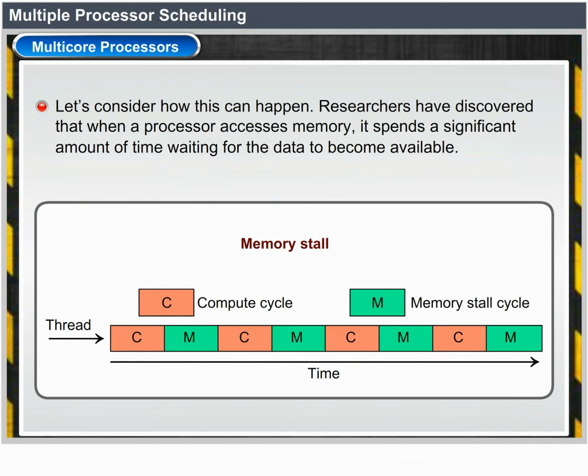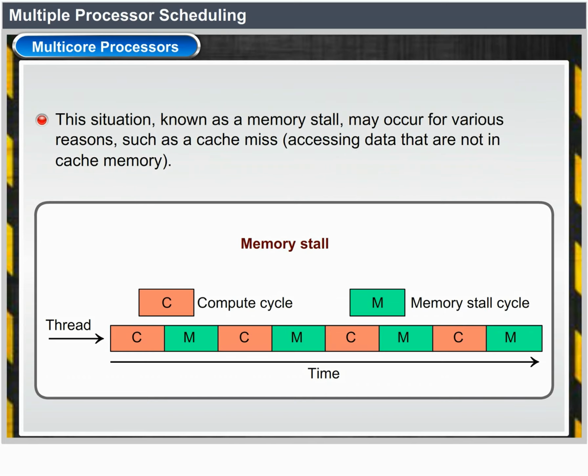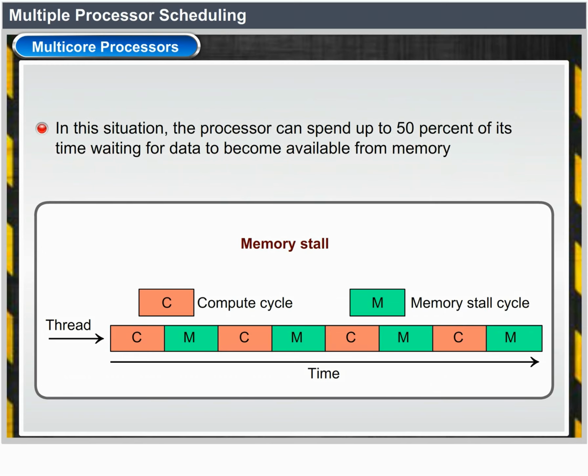Let's consider how this can happen. Researchers have discovered that when a processor accesses memory, it spends a significant amount of time waiting for the data to become available. This situation, known as a memory stall, may occur for various reasons, such as a cache miss, accessing data that are not in cache memory. The figure below illustrates a memory stall. In this scenario, the processor can spend up to 50% of its time waiting for data to become available from memory.